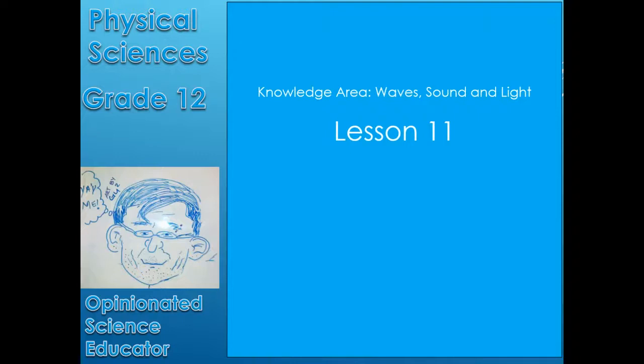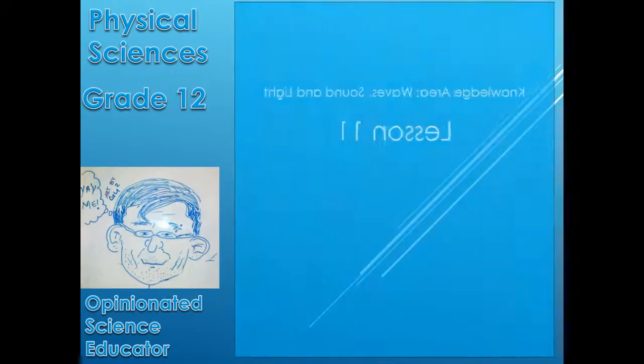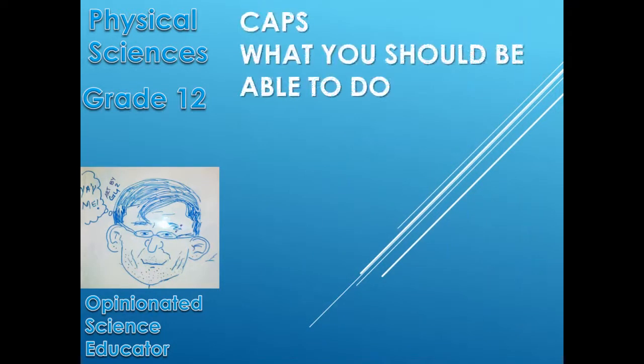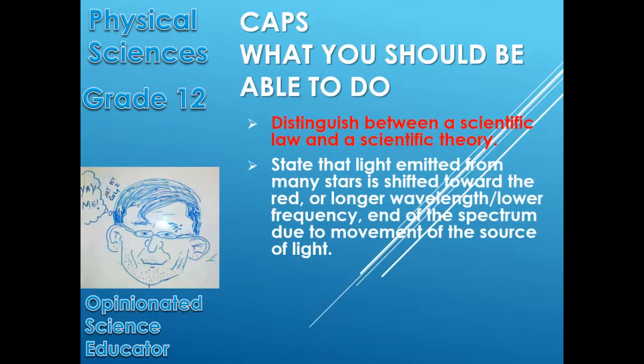This lesson is from the knowledge area Waves, Sound and Light, and it looks at the Doppler effect, evidence in support of the Big Bang. So, CAPS, what should you be able to do? Firstly, you need to distinguish between a scientific law and a scientific theory. This is not an outcome for this particular section, but it is one of the specific outcomes dealing with science as a human endeavor.